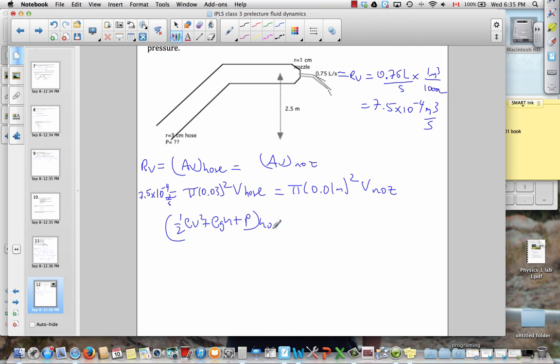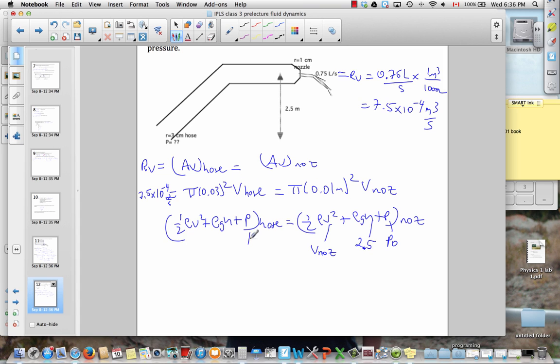So that quantity, half rho v squared plus rho gh plus pressure inside the hose, will equal the value of the quantity, half rho v squared plus rho gh plus pressure, as it emerges from the nozzle. So let's think. When it emerges from the nozzle, it's at atmospheric pressure. When it emerges from the nozzle, it's at a height of 2.5 meters. When it emerges from the nozzle, its speed is an unknown v nozzle that we could get by solving this equation, but we didn't do that.